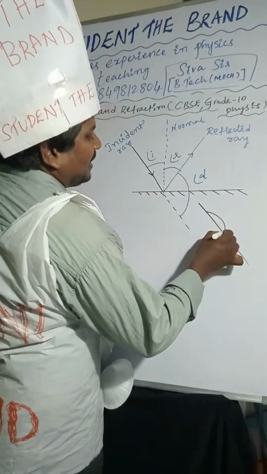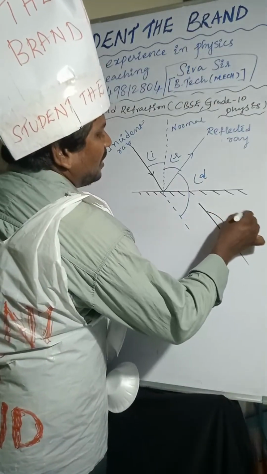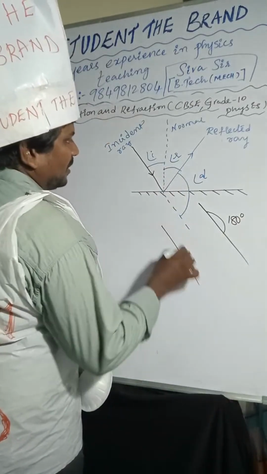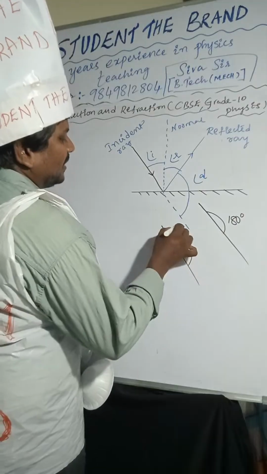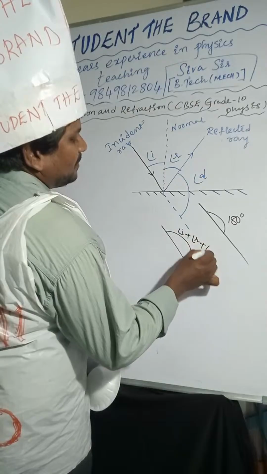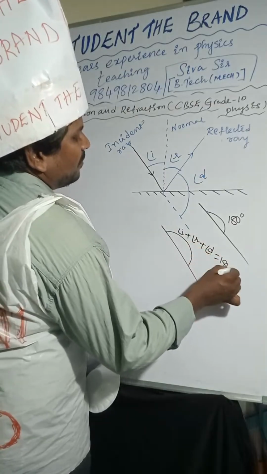Linear angle you are taking. What is a linear angle? How much? 180 degrees. So if you are considering the angle of incidence plus the angle of reflection plus the angle of deviation, it equals 180 degrees.